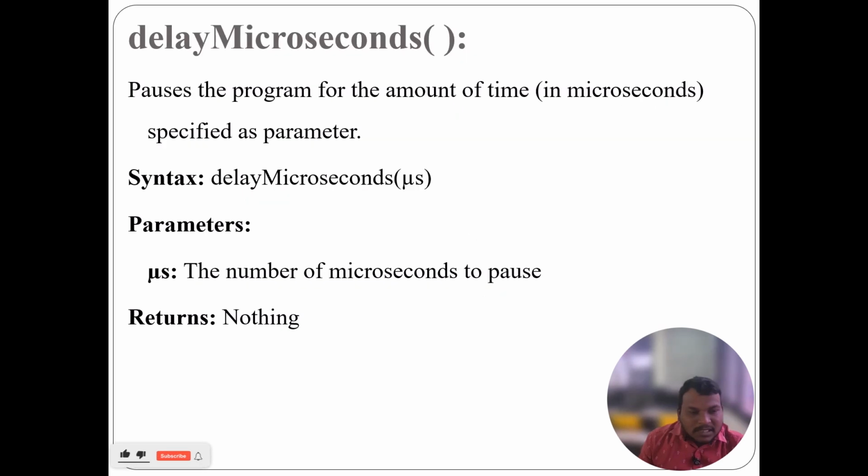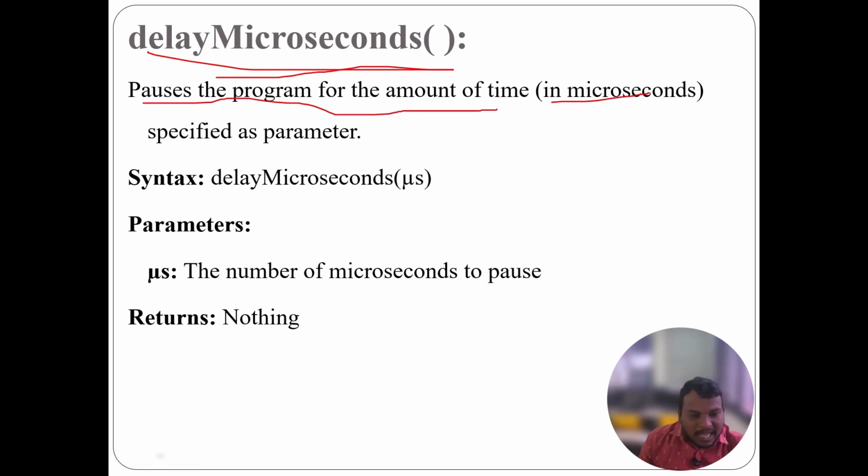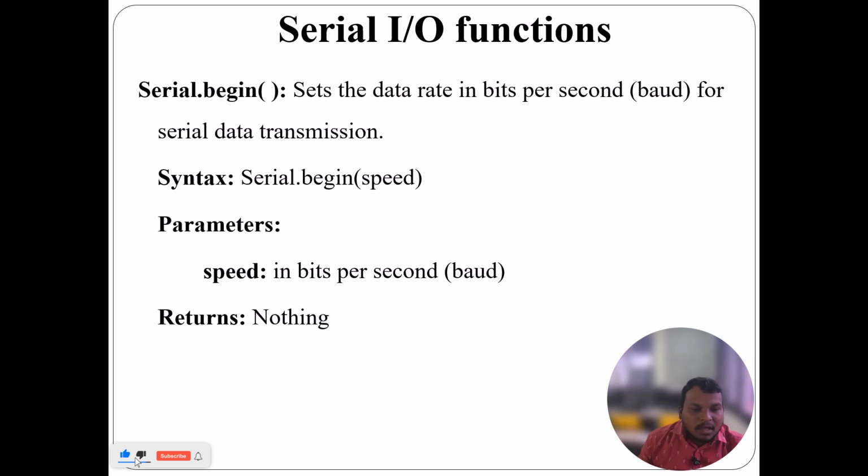Next is delayMicroseconds. It pauses the program for the amount of time in microseconds specified. Syntax: delayMicroseconds(number), where the parameter is the number of microseconds to pause. Next, another function is the serial input or output functions. These are the four basic function groups of Arduino.